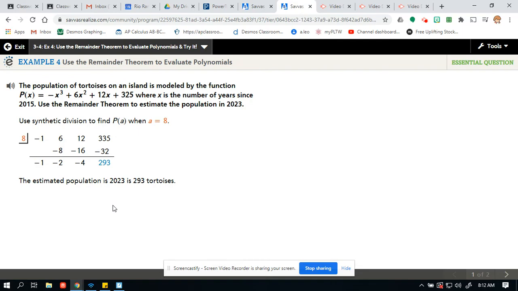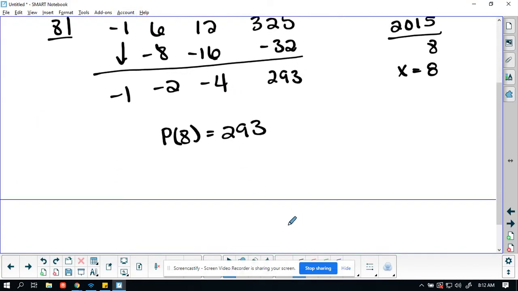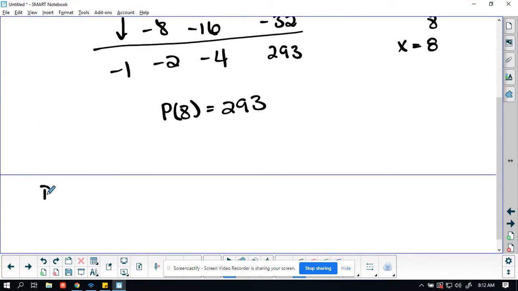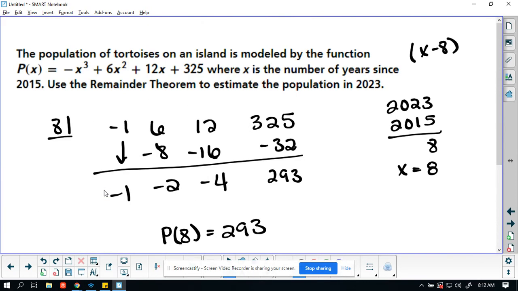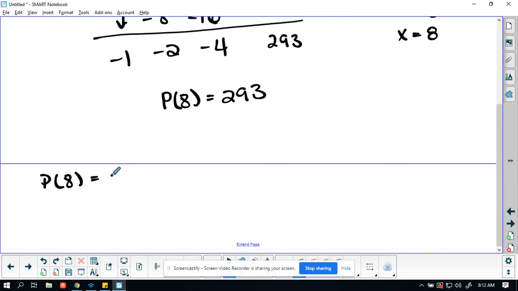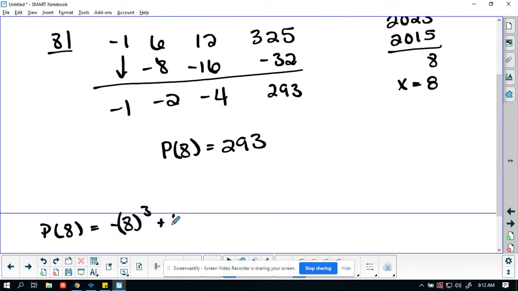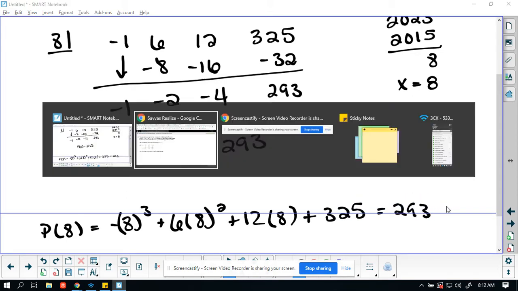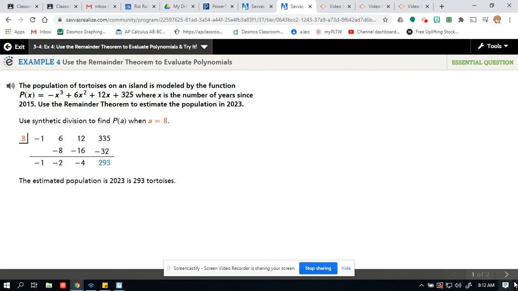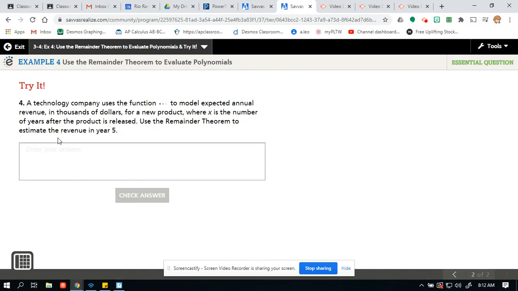Honestly, the other way we could do this, and this would be good if you didn't really have a calculator, is do P of 8 equals -8 cubed. Notice how I kept the negative on the outside there, because we're just replacing just the x, not the negative. 6 times 8 squared plus 12 times 8 plus 325, and we should get to 293 as well. All right, so that is using the remainder theorem to find the population of tortoises.